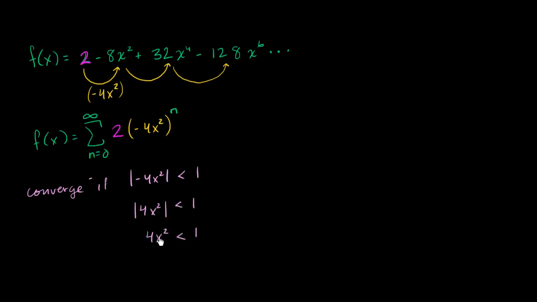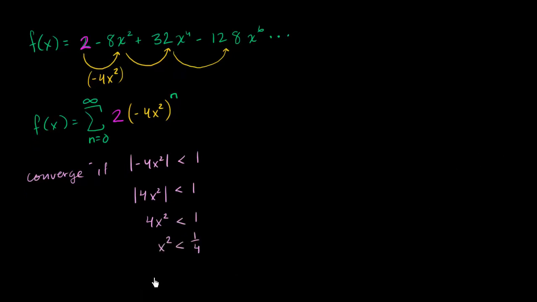You can divide both sides by 4. You get x squared is less than 1/4. And so we can say that the absolute value of x has to be less than 1/4. Or we could say that negative 1/4 has to be less than x, which has to be less than positive 1/4. So expressed this way, we're giving the interval of convergence. This thing will converge as long as x is in this interval.